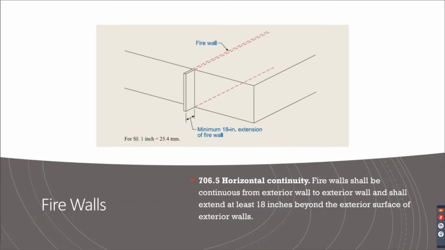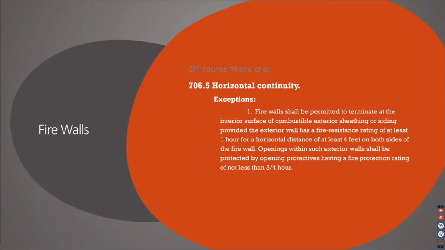So looking at 706.5, firewall shall be continuous from exterior wall to exterior wall and shall extend at least 18 inches beyond the exterior surface of the exterior walls. Of course, the visual is showing you what that looks like. It's sticking out a little bit, 18 inches, not something most people want, but you see it a lot from 1970. But what are some exceptions? Of course, there are exceptions to that because we don't see that all the time anymore, right? So there must be something else in place.